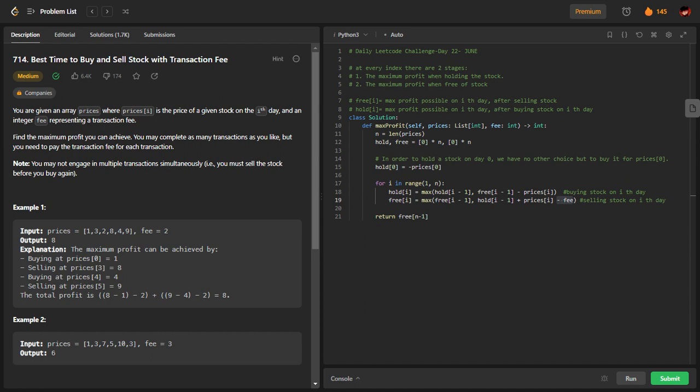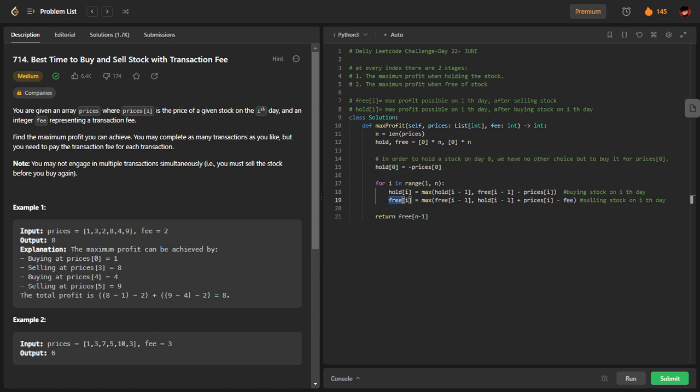8 is where we have sold the stock, so it's coming with a positive sign. Sorry, 1 is where we bought the stock, that's why it's coming with a negative sign. I hope you are clear now why minus and plus are coming here. And yeah, friends, that was all.